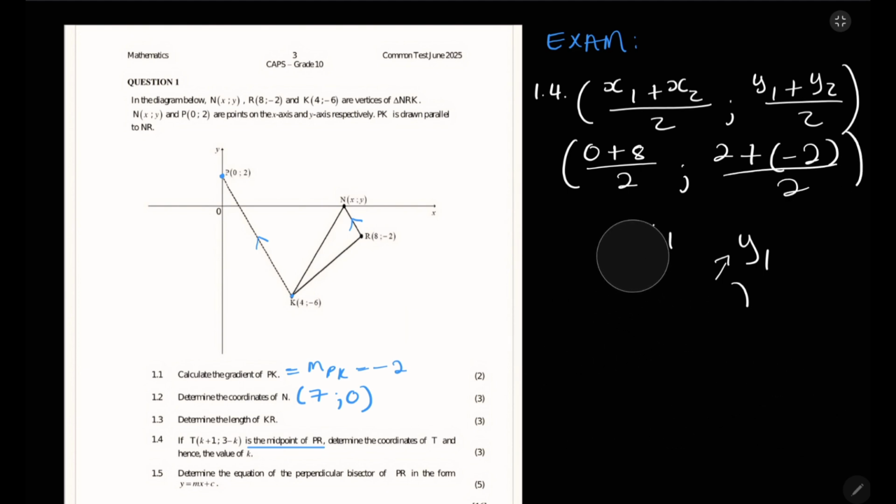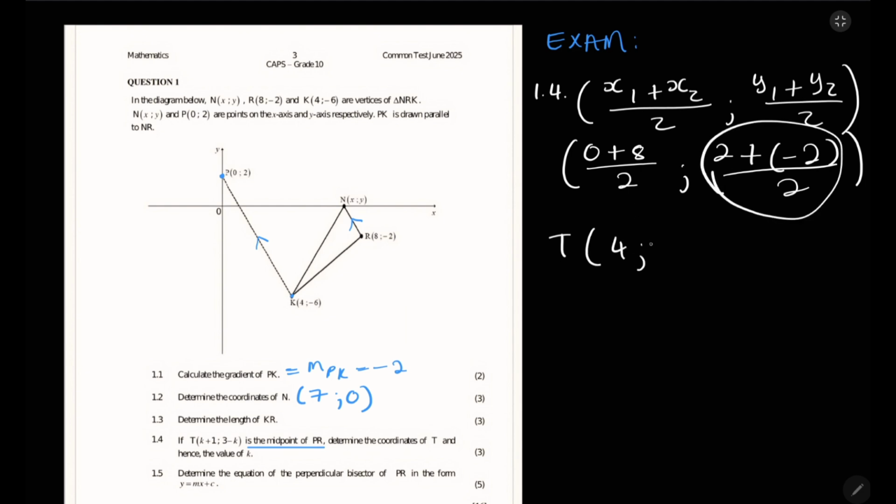Remember, do not erase these calculations. You guys have to show them. So we have 0 plus 8 over 2. When you punch that in your calculator, your answer will be 4. And when you punch this in a calculator, your answer will be 0. The reason I wrote T there is that they told you that T is the midpoint of PR. So we should show this as T, 4, and 0. There is a new point, which is the midpoint.